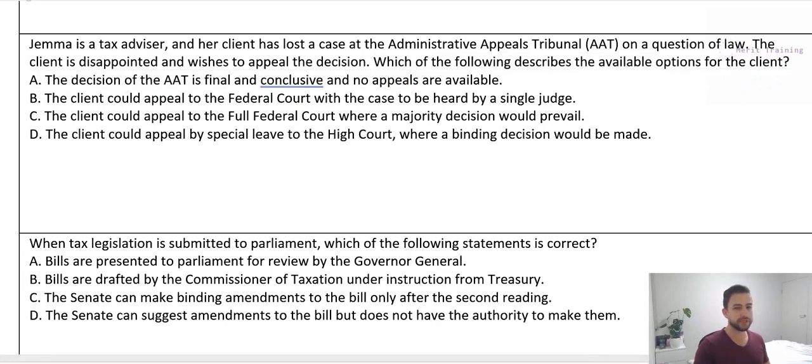A. The decision of the AAT is final and conclusive and no appeals are available. B. The client could appeal to the federal court with the case to be heard by a single judge. C. The client could appeal to the full federal court where a majority decision would prevail. D. The client could appeal by special leave to the High Court where a binding decision could be made.